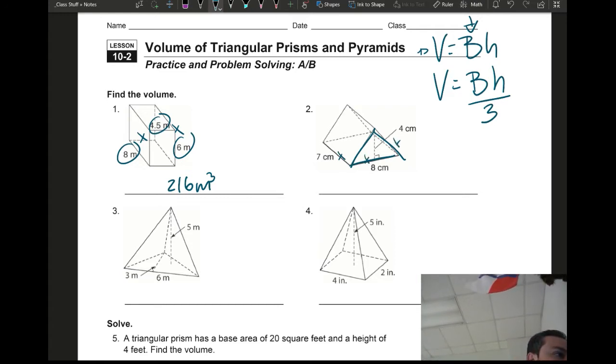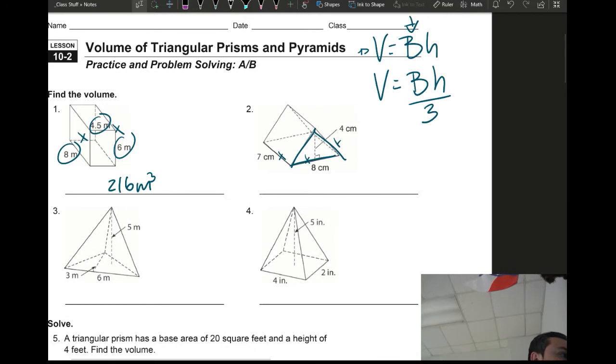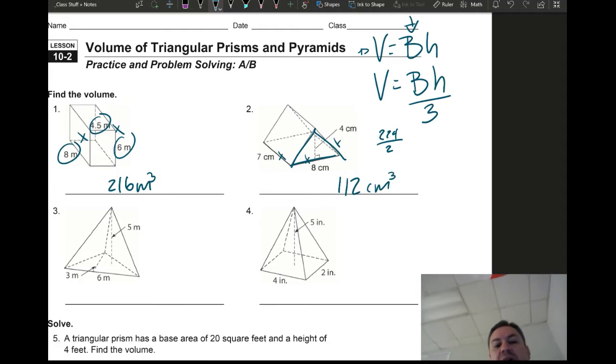So 7 times 8 times 4 is 224. And then divide by 2. So 224 divided by 2 and you get 112 centimeters cubed. The reason for dividing by 2 is because if you have two of the same prism and put them next to each other, you're actually going to make a rectangular prism. So since you only have half of it, it makes sense that you divide by 2. Again, fast way to do a triangular prism: multiply the three numbers, divide by 2.